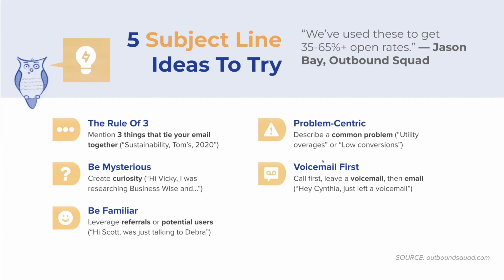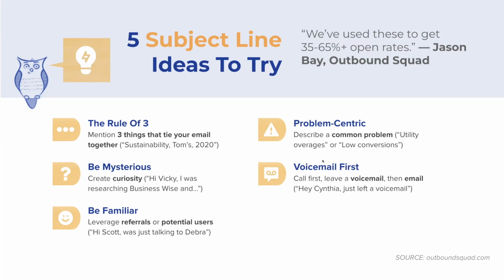So he has 3 ideas that he said has helped generate open rates of 35 to 65%. One of them is the rule of 3, where you take sort of 3 seemingly unrelated things from your email and just string them together in your subject line, which can make it more concise and sort of a different way of summing things up. And here he has the issue that he's trying to address, the name of the company, in this case, it's Tom's, and then the year he sent it, 2020. So that's one thing you could try.